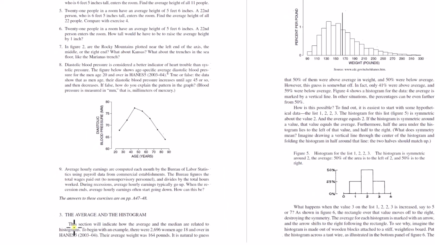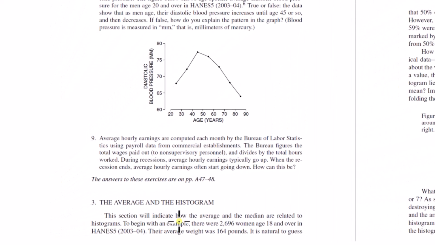All right, so it starts off saying this section will indicate how the average and the median are related to histograms. To begin with an example, there were 2,696 women age 18 and over in NHANES 5. So in the previous section, we were talking about these NHANES studies. Their average weight was 164 pounds. So in the 2003-2004 NHANES, there were 2,696 women age 18 and over. That's all of the women in the study, and their average weight was 164 pounds.